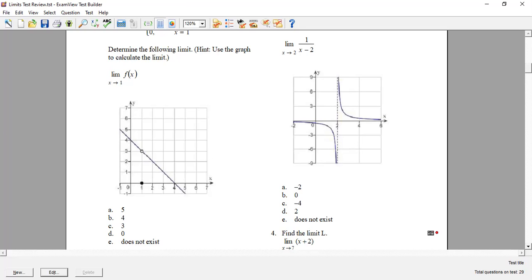All right. So this next one, it graphed it for you. It wants the limit as x approaches 2. It doesn't specify right or left. What happens as we get to 2? It does not exist. Why does it not exist? Yeah, they don't go to the same spot. So on this one, we're going to have it does not exist.